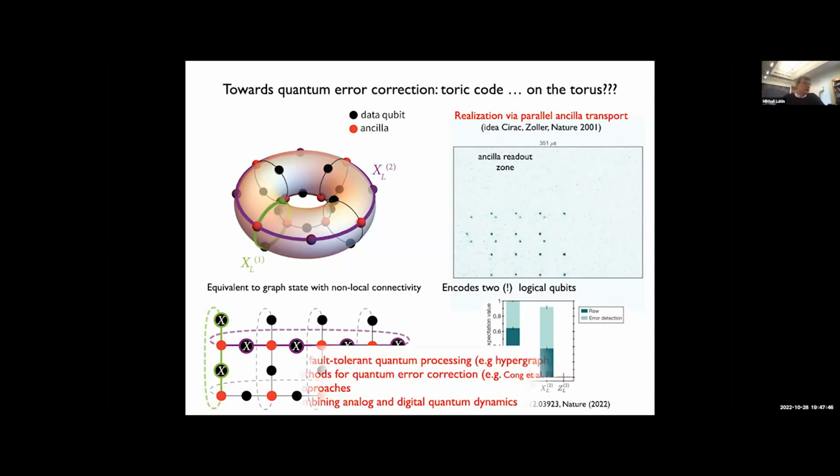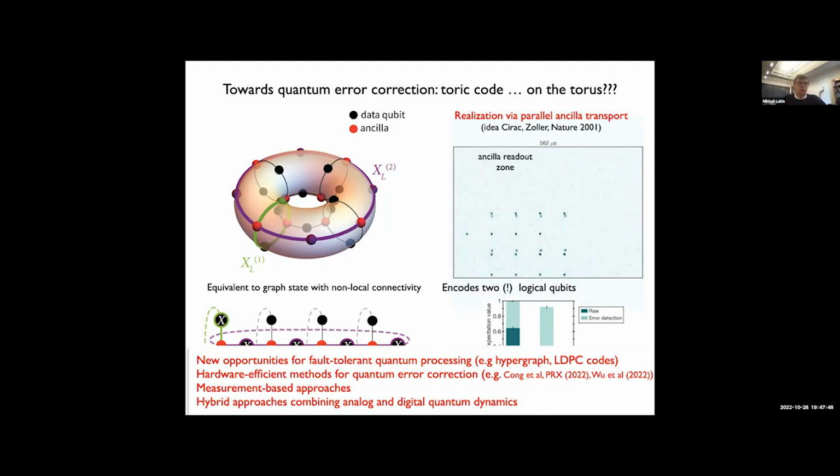So there are clearly new exciting opportunities to do various types of encoding. Things like, for example, hypergraph codes or LDPC codes are something we're actively exploring. We also have a pretty good understanding of the types of errors which we have, and in fact, we and other groups have started looking at hardware efficient methods for quantum error correction.